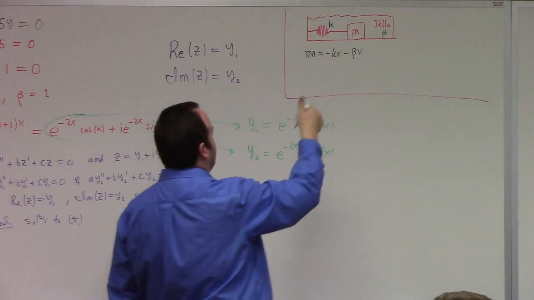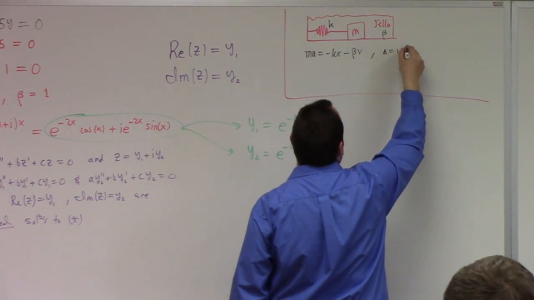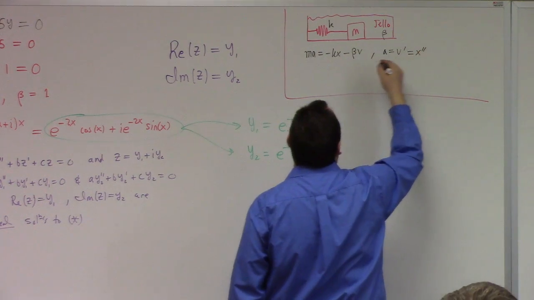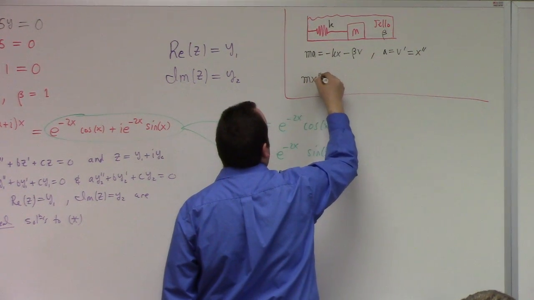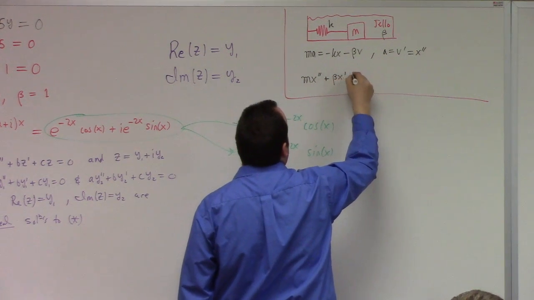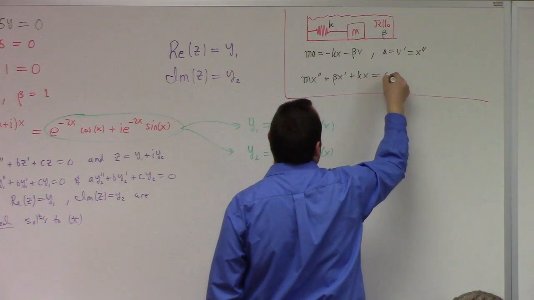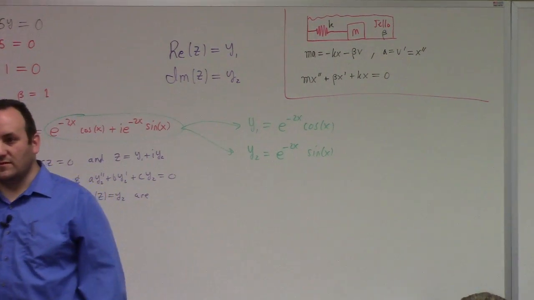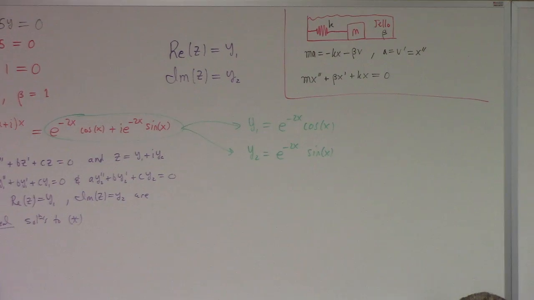If you rewrite this, of course, the acceleration is equal to v prime, which is by the way x prime prime. So what you really got here is mx'' plus beta x' plus kx is equal to 0. Or in our current terminology, you could use y instead of x, and then you'd see it for what it is. Here the prime denotes the time derivative.